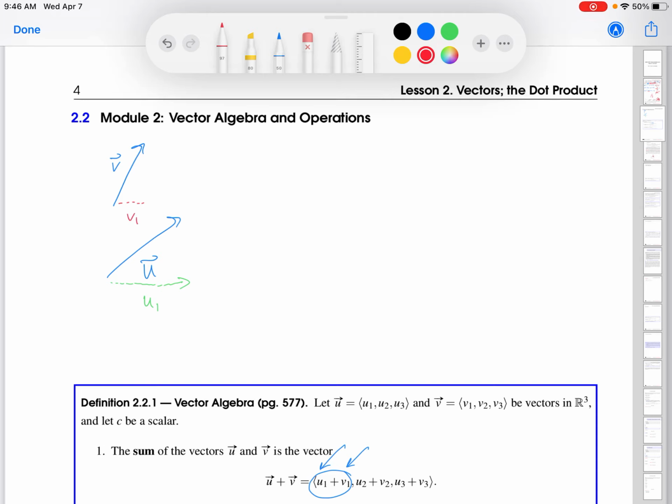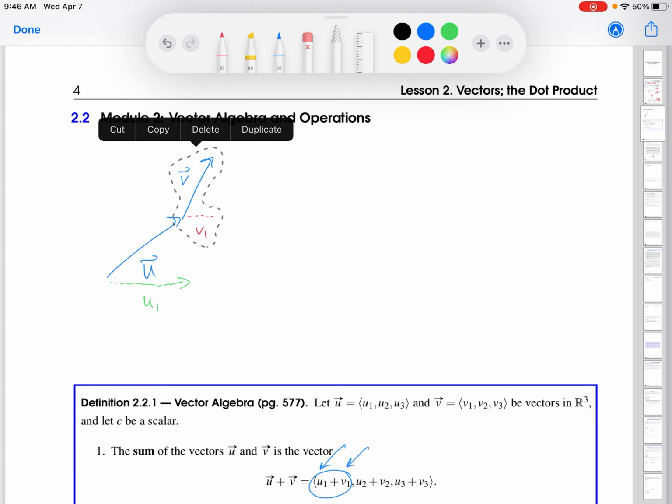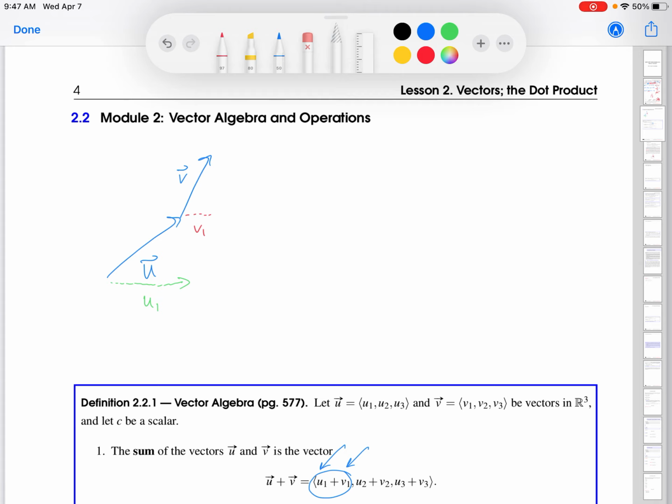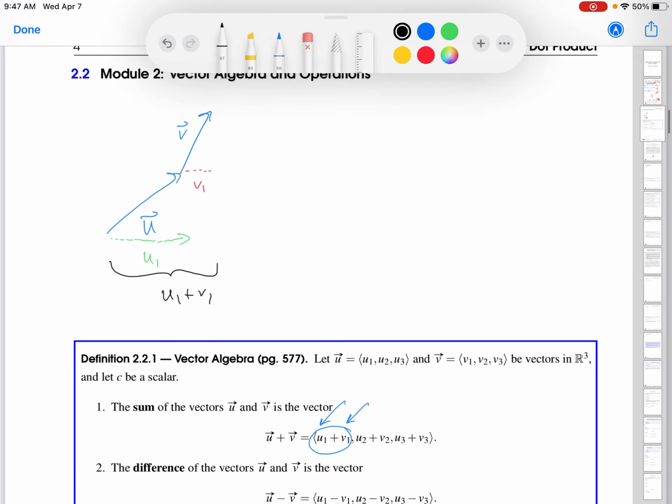So if I'm going to add u1 plus v1, I have to move things around. So I'm going to move v so that u1 and v1 are in succession. To do that, I would have to move it roughly to there. You can see then what's happened. So now I can calculate this entire horizontal length as u1 plus v1. And that is the first component of the u plus v vector that this definition is telling me.